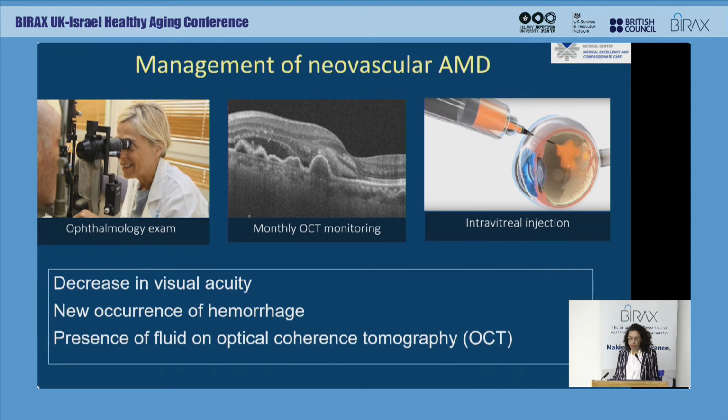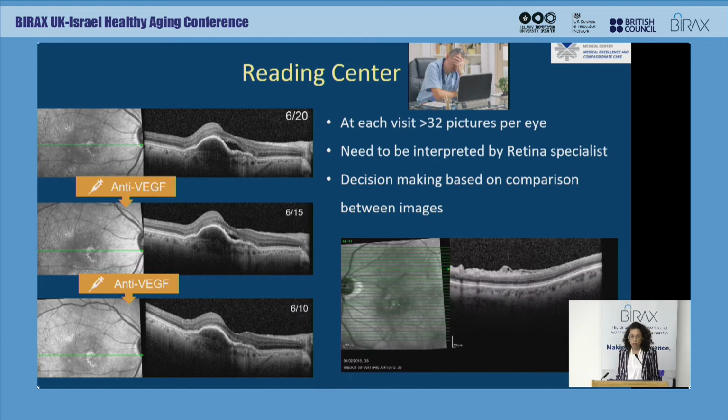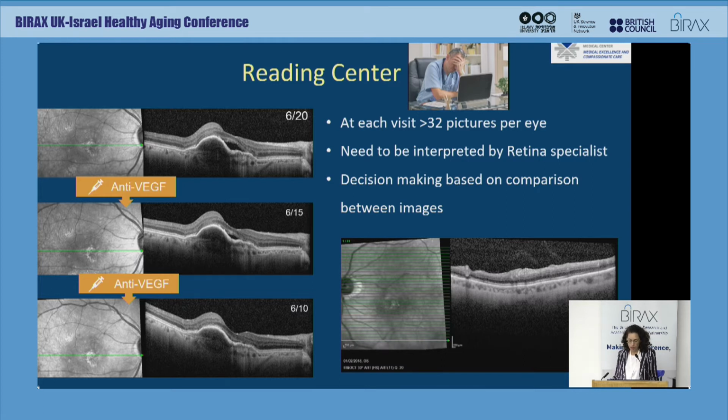And we get to this decision based on several parameters: if the patient sees worse, if there's a new hemorrhage in the retina, or mainly our decision is triggered by the presence of fluid which we can see on the OCT. So what does this look like? We actually, as retina specialists, have become sort of a reading center, as at each visit of these patients, we need to review and interpret dozens of pictures at each visit for each eye, and also compare those to the previous images done the months before, and to get a decision if the patient needs to be treated.